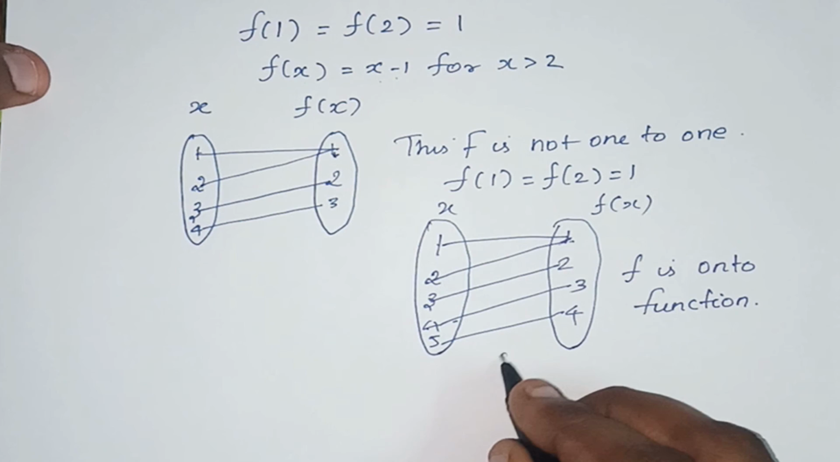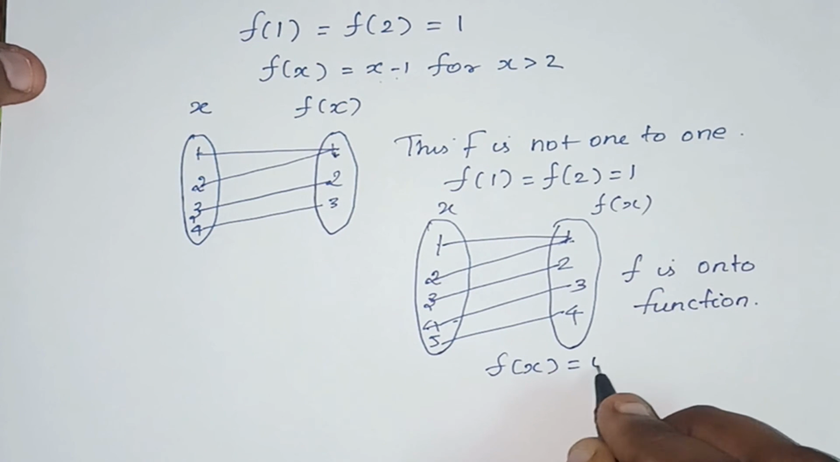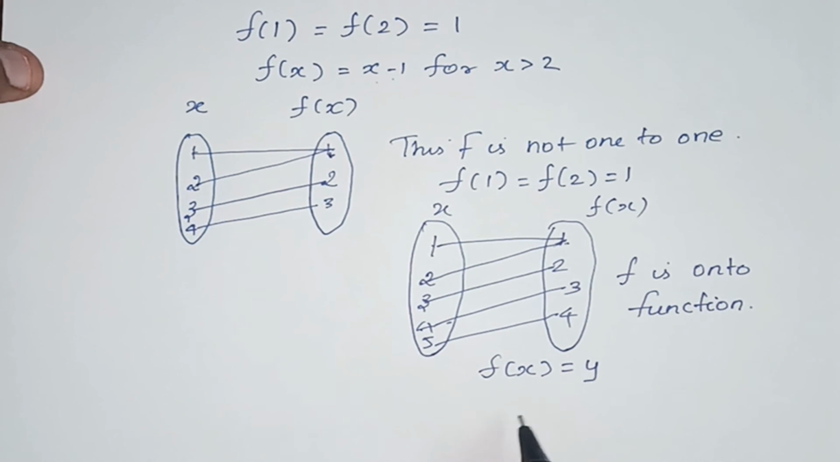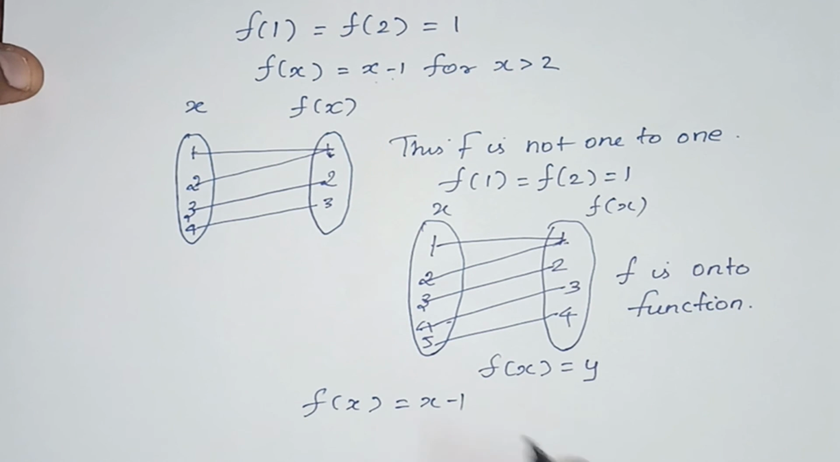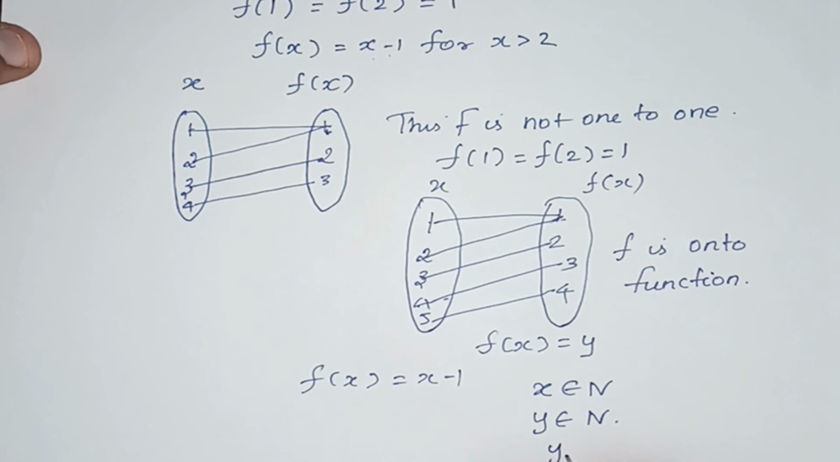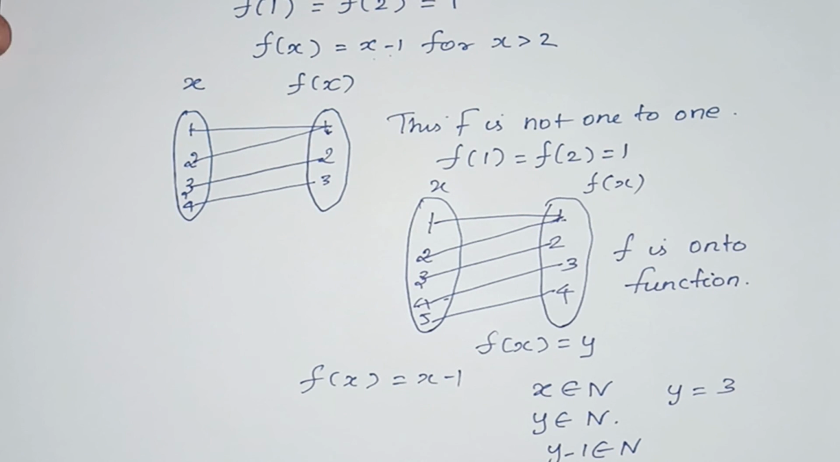For onto, we need to prove f of x is equal to y, right? So here f of x is equal to x minus 1. If x belongs to natural numbers, then y also belongs to natural numbers, right? So if y is a natural number, y minus 1 is also a natural number. For example, y is equal to 3 means y minus 1 is 3 minus 1, 2, and 2 also belongs to natural numbers. So y minus 1 is also a natural number.